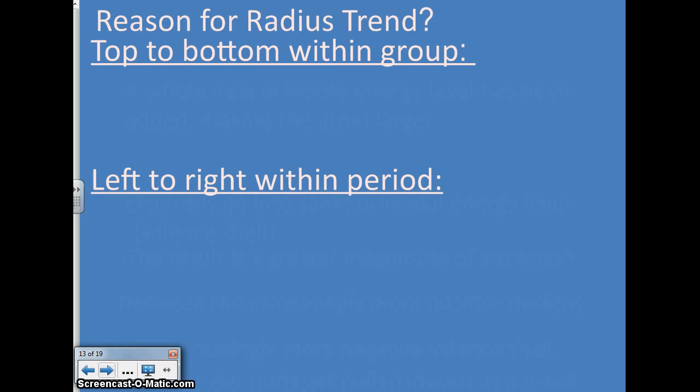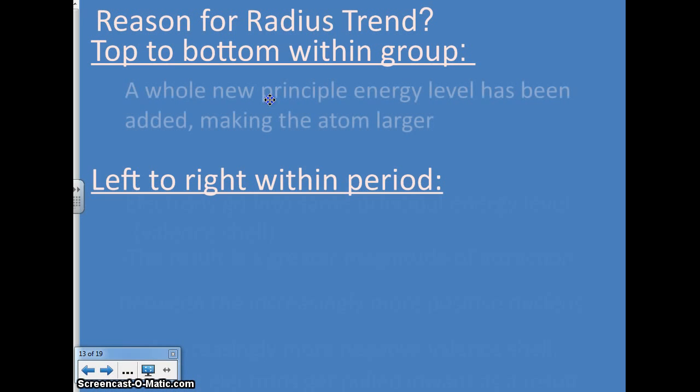Top to bottom within a group, this isn't too bad. Top to bottom within a group, you are adding one whole principal energy level into which electrons are placed. So essentially it's like you're adding a layer to the onion, and the onion grows bigger and bigger. You're adding a whole new principal energy level of electrons as you go down each period on the periodic table. As you go down that group, that makes the atom larger by adding layers.